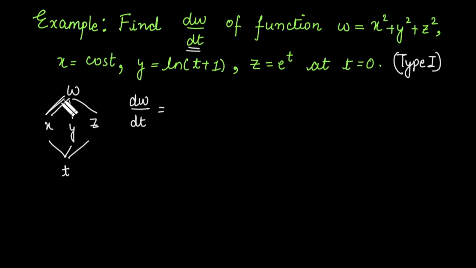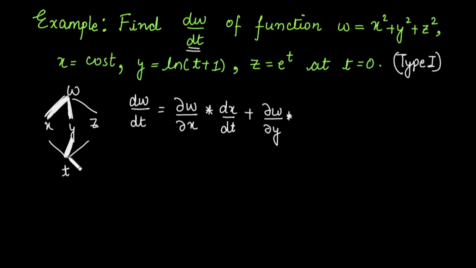According to the chain rule, first we will take the derivative with respect to x, and that will be the partial derivative, as it is depending upon more than one variable, into the derivative of x with respect to t, and that will be the exact derivative of x with respect to t as it is depending upon only a single variable, plus then we will take the derivative of w with respect to y, and that is a partial derivative of w with respect to y into exact derivative of y with respect to t as it is only depending upon a single variable, plus partial derivative of w with respect to z into derivative of z with respect to t, that is exact derivative of z with respect to t.